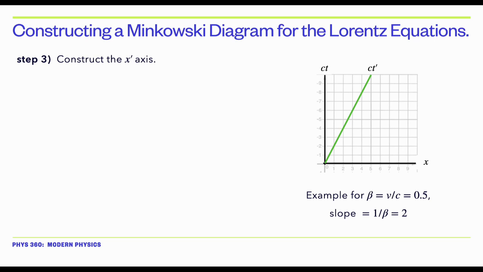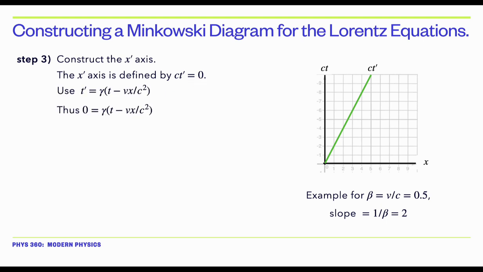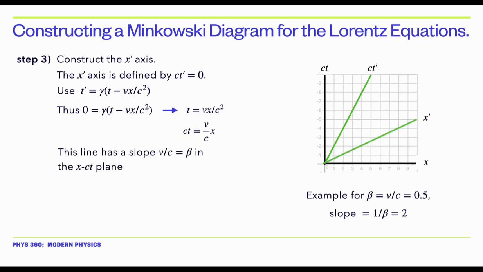In step 3, we construct the x prime axis. It's very similar to constructing the ct prime axis. The x prime axis is defined by ct prime equals 0. Use the Lorentz transformation, plug in ct prime as 0, and find the relationship between ct and x. Here, the coefficient, or the slope, is going to just be beta, or v over c. So we can construct the x prime axis like this. If beta is equal to 1/2, then the slope of the x prime axis is 1/2.